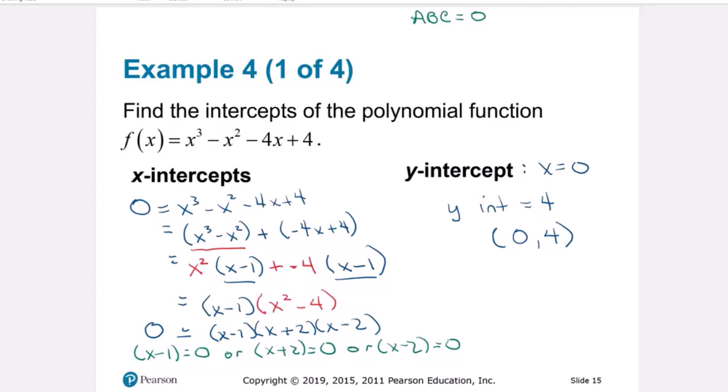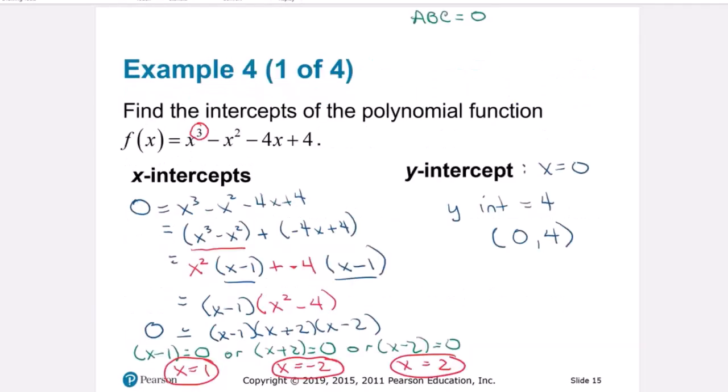If x minus 1 equals 0, if I add 1 to both sides, here I get x equals 1. Here I get x equals negative 2. And here I get x equals positive 2. Those are my 3 x-intercepts. I have 3. The most intercepts I can have is the same as the highest degree. I could have less, but I can't have more than 3. I could have 2, I could have 1. I have at most 3. That's how we find our x-intercepts.